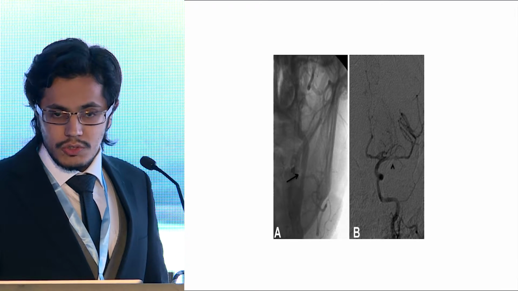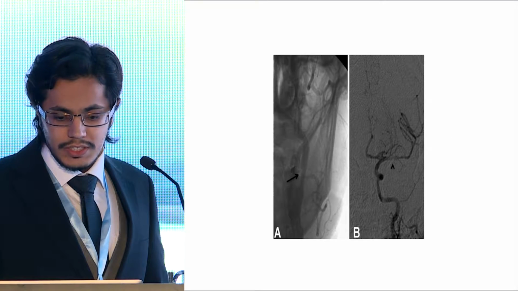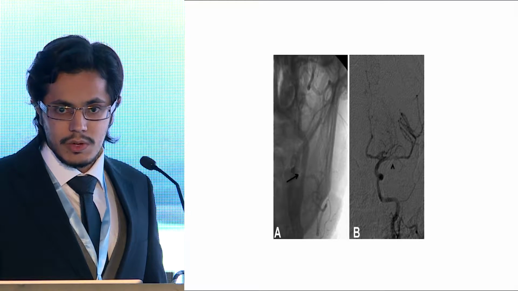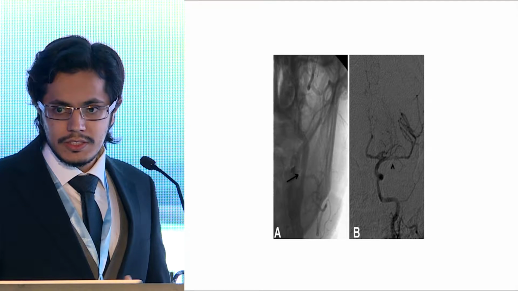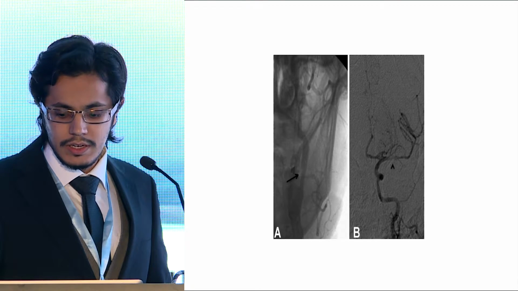This is the cerebral angiogram of the same previous patient, and we can see stenting of the proximal ICA was done, followed by mechanical thrombectomy and re-establishment of flow of the left MCA.